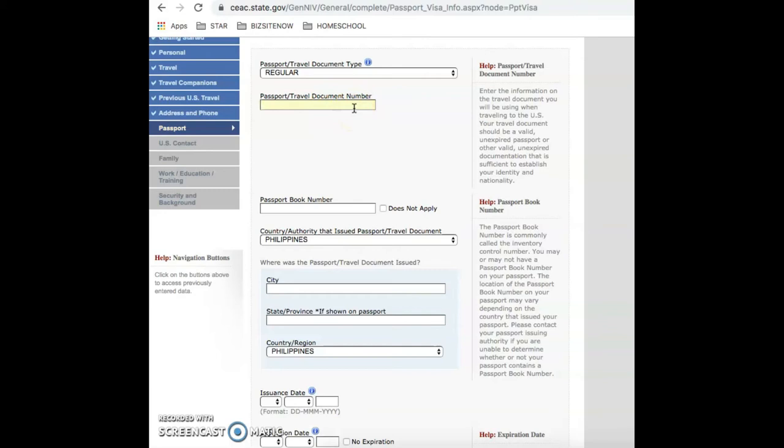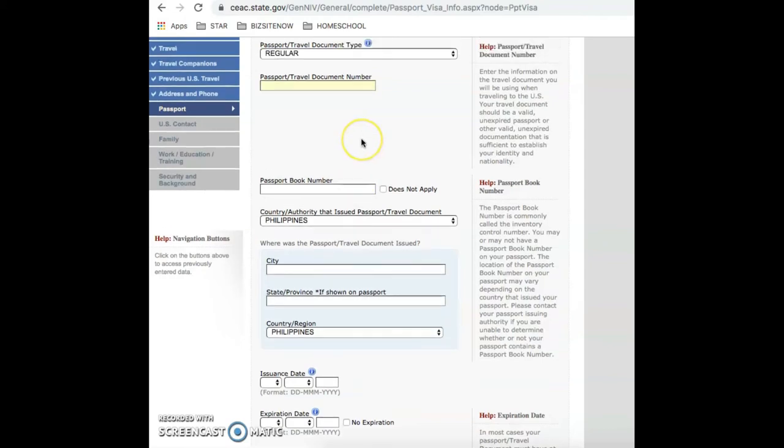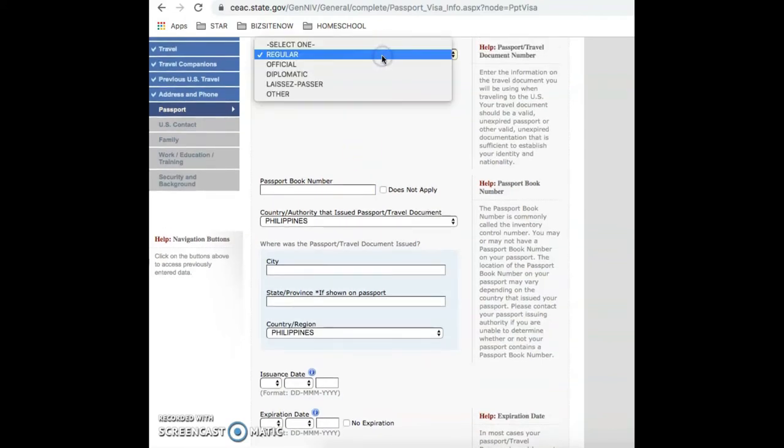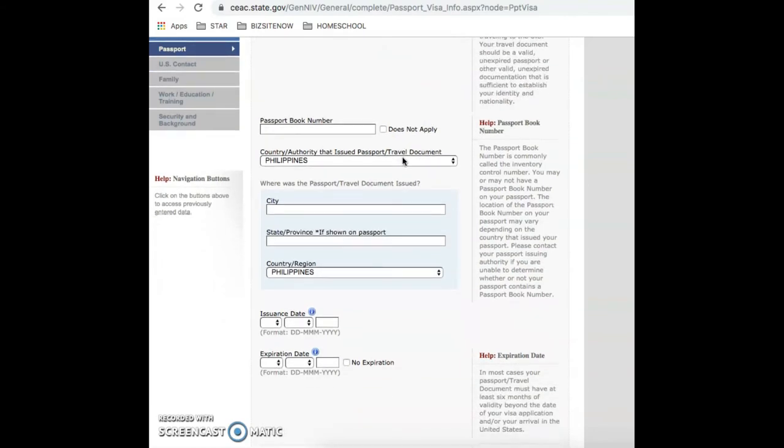Ilan ba ang characters ng passport number? I'll count mine. 1, 2, 3, 4, 5, 6, 7, 8, 9. So, 9 characters. A passport book number, it does not apply naman. I think it applies to mga diplomats ata. I'm not sure. And then, the country or authority that issued your passport or travel document.